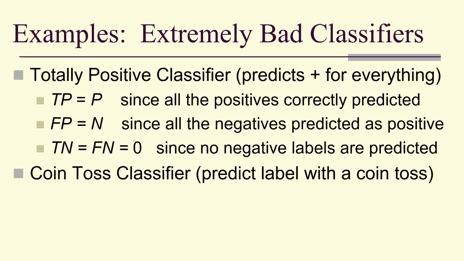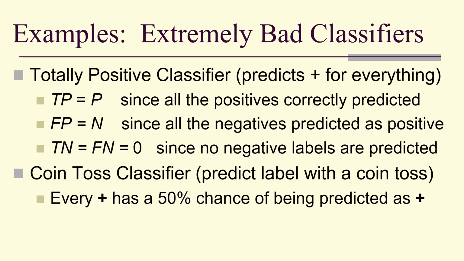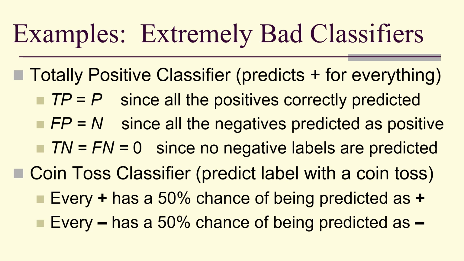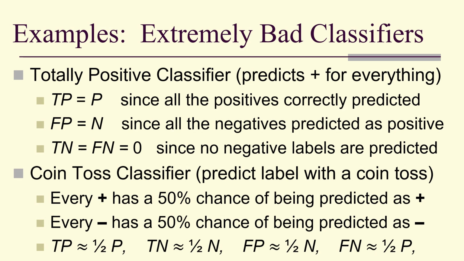The coin toss classifier: every positive has a 50% chance of being predicted as positive. Every negative has a 50% chance of being predicted as negative. So Tp is approximately 1/2 P, Tn is approximately 1/2 N, Fp is approximately 1/2 N, and Fn is approximately 1/2 P.